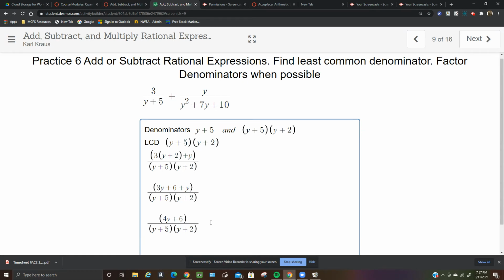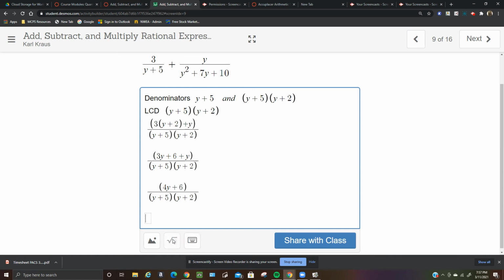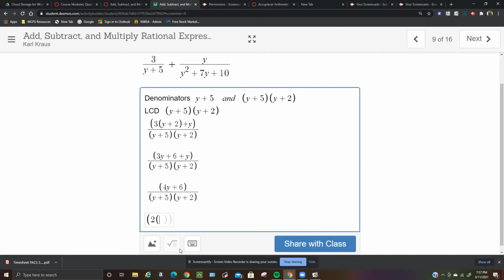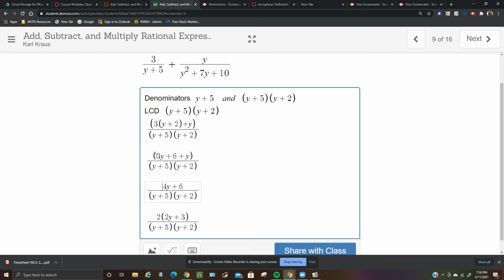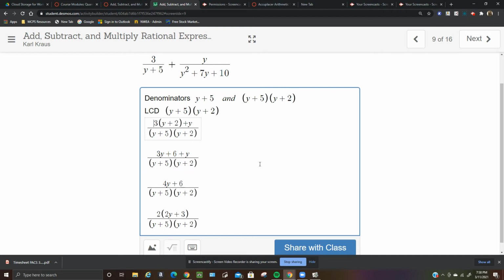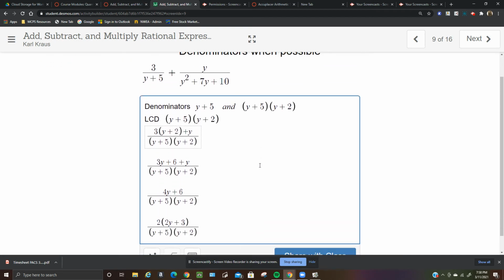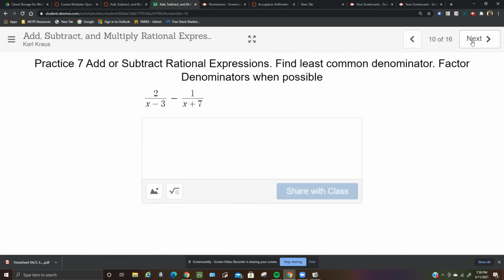This looks like the other problem we did. So if I factor the numerator, nothing cancels, but it's okay to leave this in factored form now. All right, slide 10.